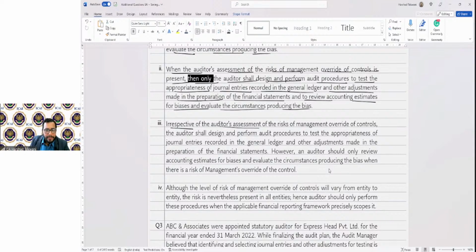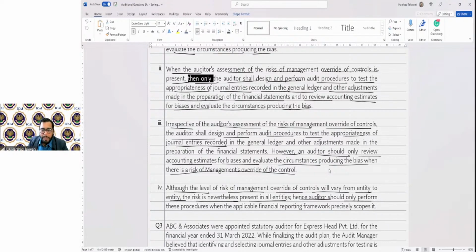Three, irrespective of the auditor's assessment of the risk of management override of control, the auditor shall design and perform audit procedure to test the appropriateness of the journal entries. However, an auditor should only review accounting estimate for biases and evaluate the circumstances producing bias when there is a risk of management override of control. Four, although the level of risk of management override of control will vary from entity to entity, the risk is nevertheless present in all entities. Hence, auditors should only perform these procedures when applicable financial reporting framework precisely scopes it.